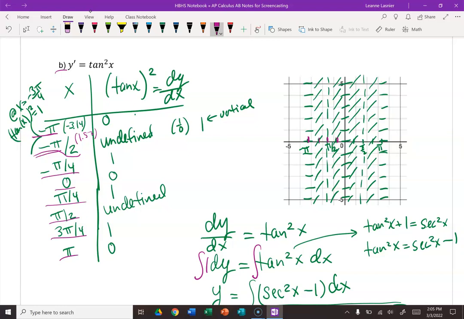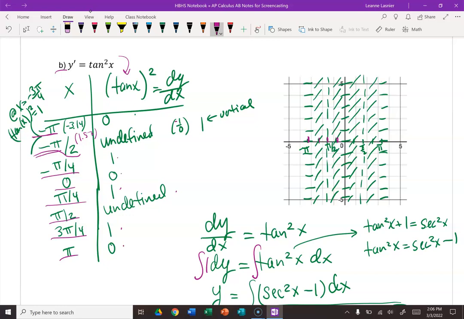And what you do when you're evaluating tan squared x, it's the same thing as finding tan of x and then squaring it. So at pi, tangent is 0 and 0 squared is 0. At pi over 2, or negative pi over 2, tangent is undefined, because technically it would be -1 over 0, which is undefined, so you do vertical lines there. So all the pi over 2s have vertical tangents. And then so on and so forth. These were the values that I found.